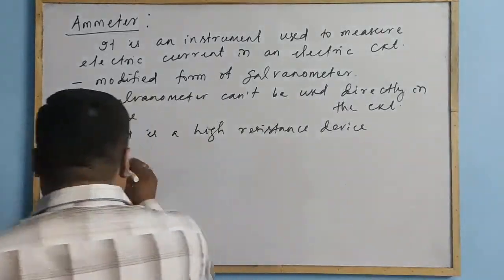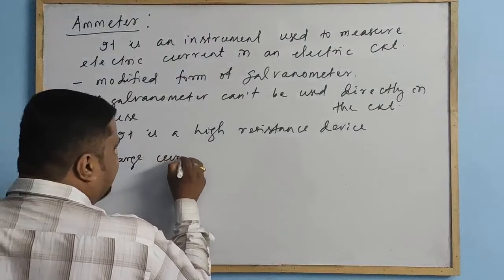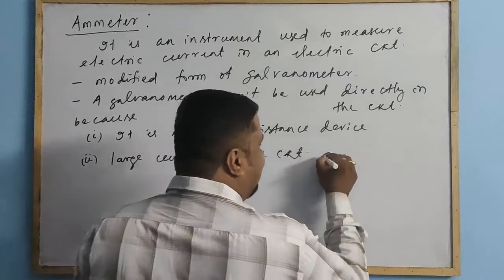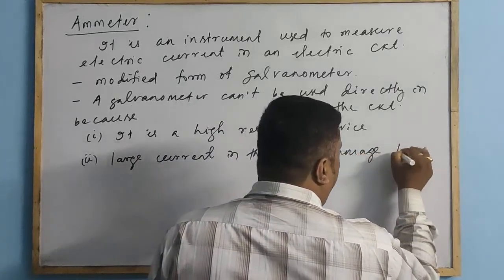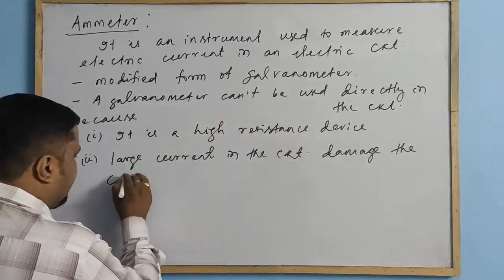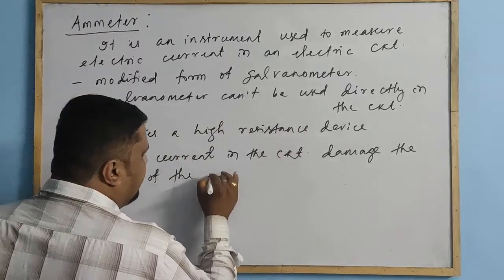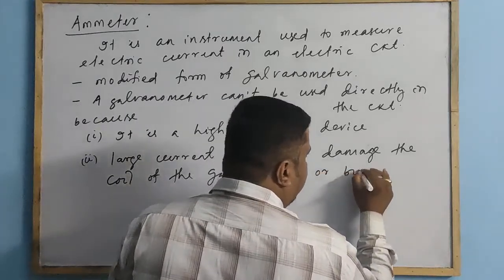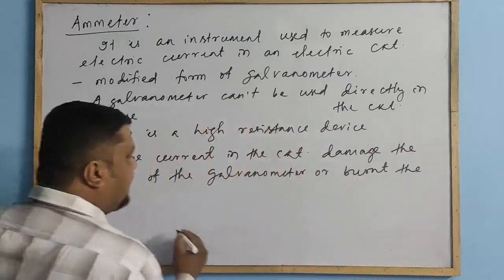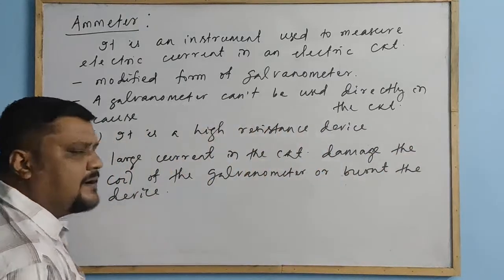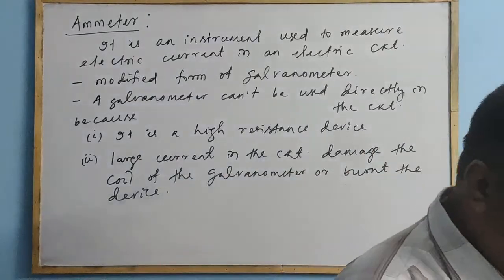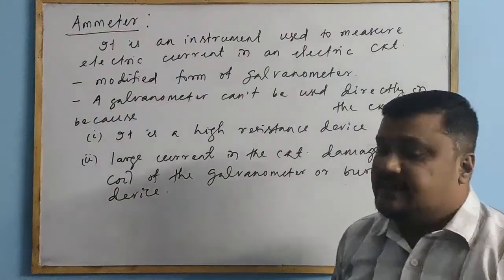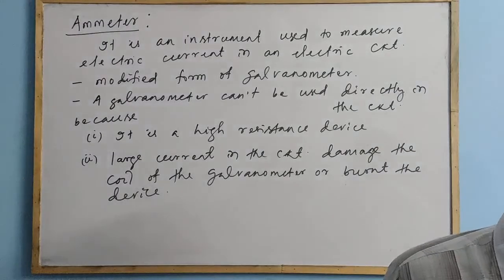Okay. So a large current in the circuit damages the coil of the galvanometer or burns the device. That's why we cannot use the galvanometer directly in the circuit.